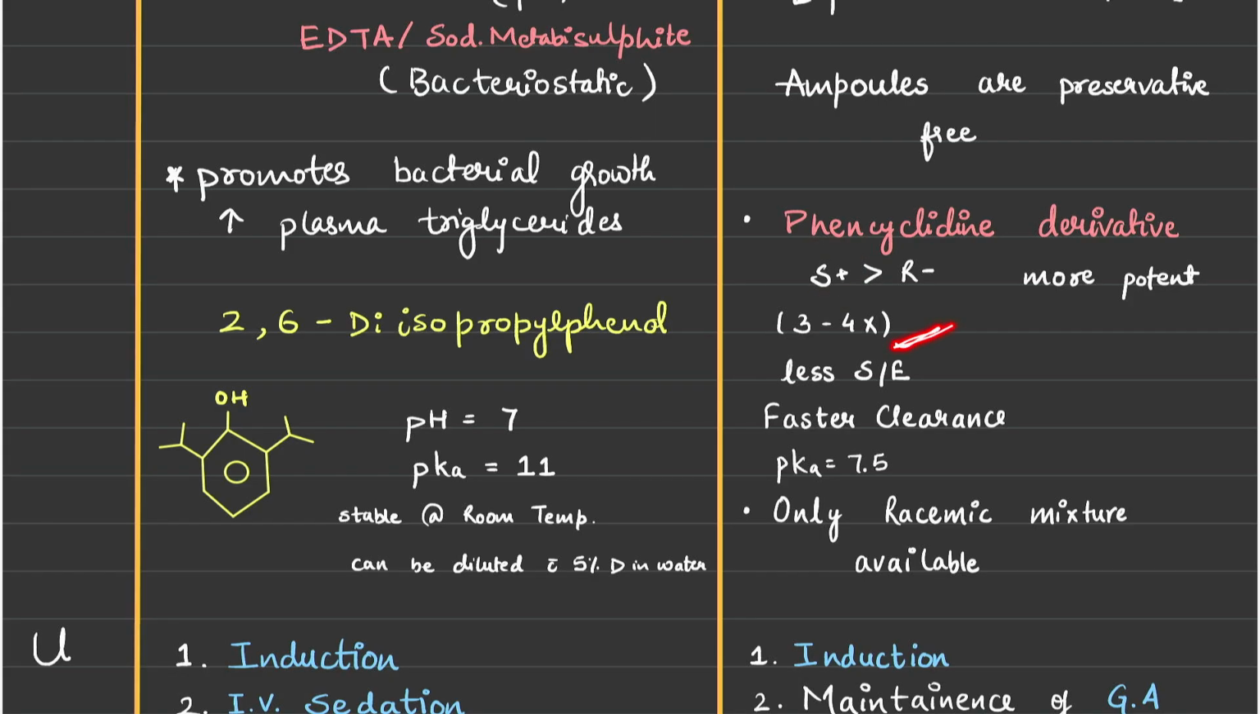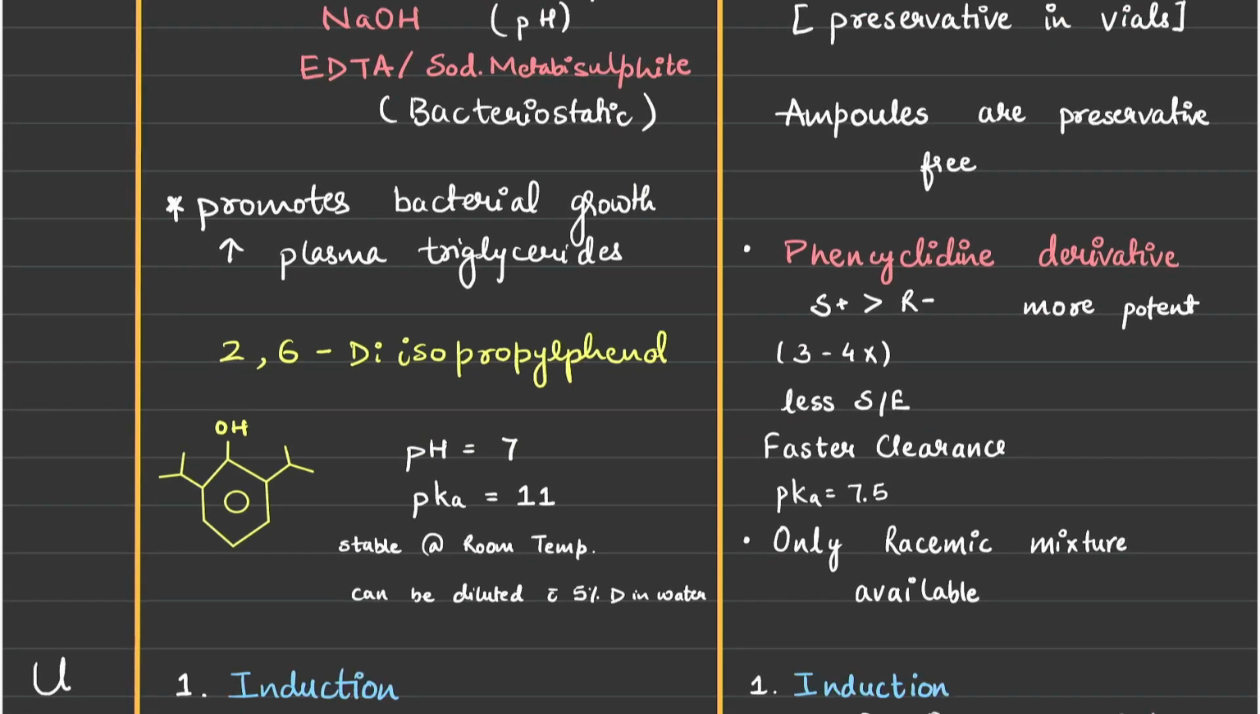It is 3 to 4 times more potent, more analgesic effect is seen with the S enantiomer, and it has fewer side effects. It has faster clearance. So S has many advantages over R. The pKa of ketamine is 7.5 and only the racemic mixture is available. So this is about the class of drug.